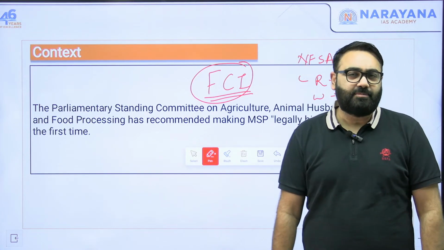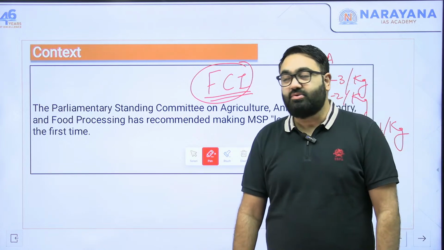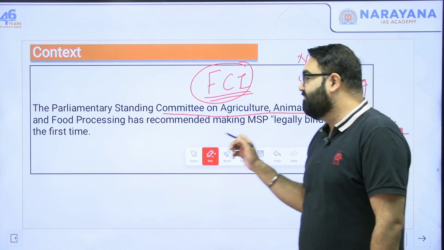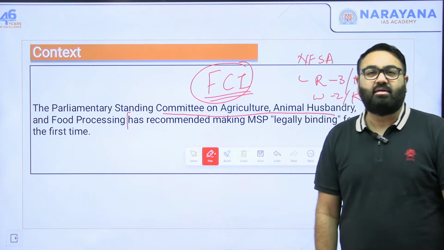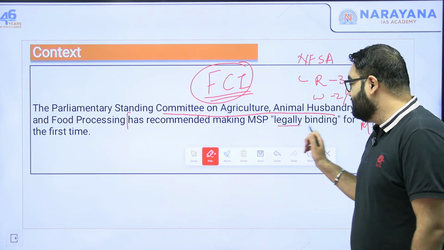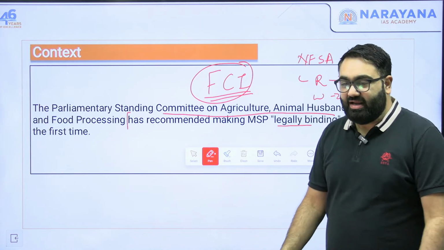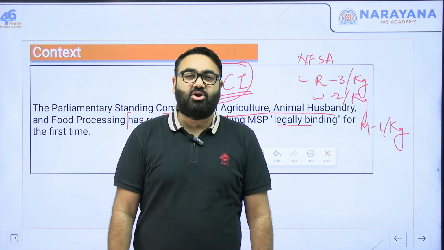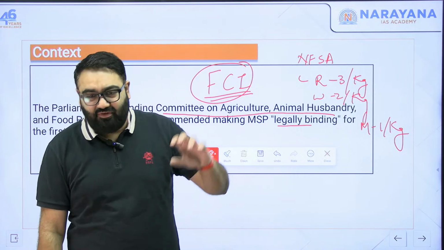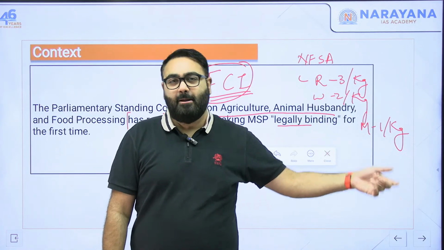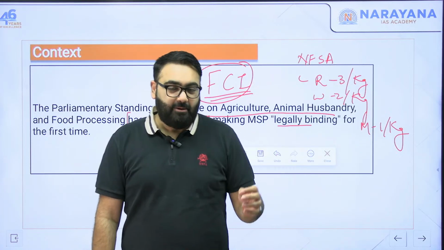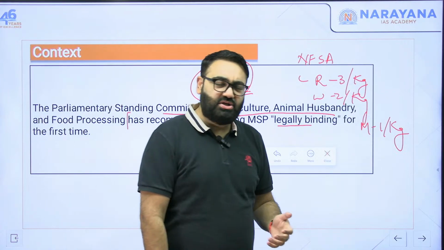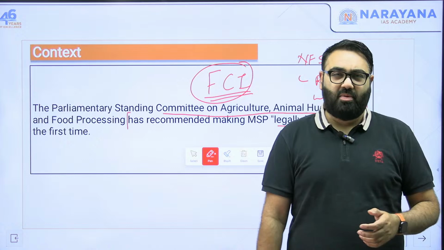Now, why is it in the news? The reason why we are discussing why it is in the news is that recently the Parliamentary Standing Committee on Agriculture, Animal Husbandry and Food Processing has recommended that we should give it a legal backing. So for the first time, they have recommended we should make it legally binding. Remember, I just discussed this, that the one big factor that has been a point of contention between the farmers and the government is farmers want the MSP to be legally binding, but the government has not accepted it so far. This is what the parliamentary committee says. They say that it should be accepted. Again, it's just a recommendation. The final decision obviously lies with the government of India only.